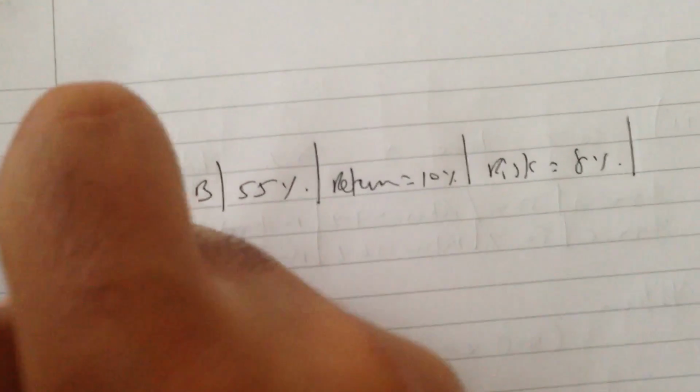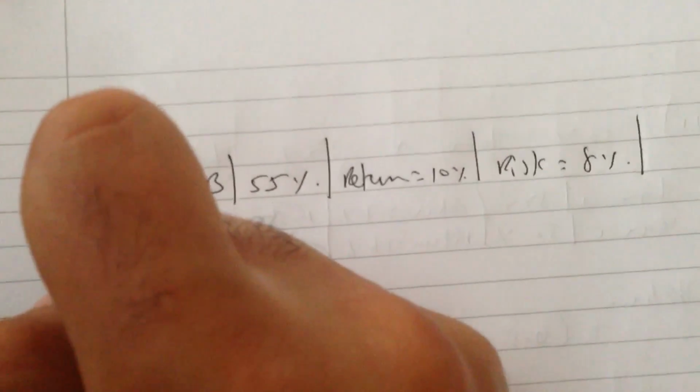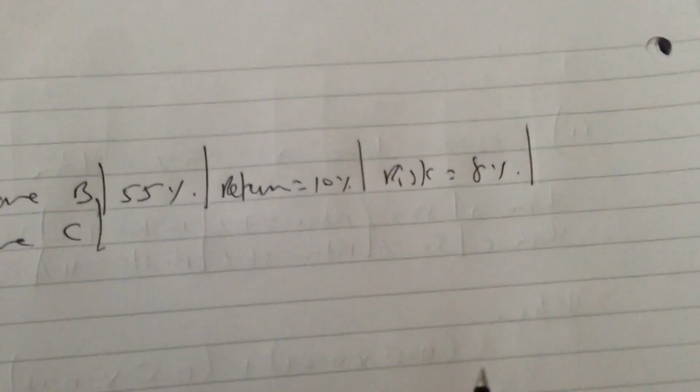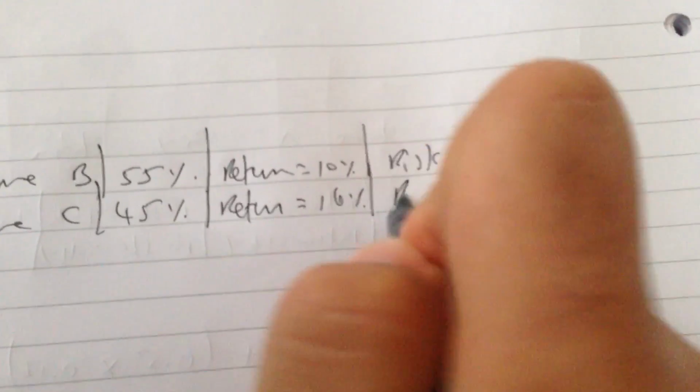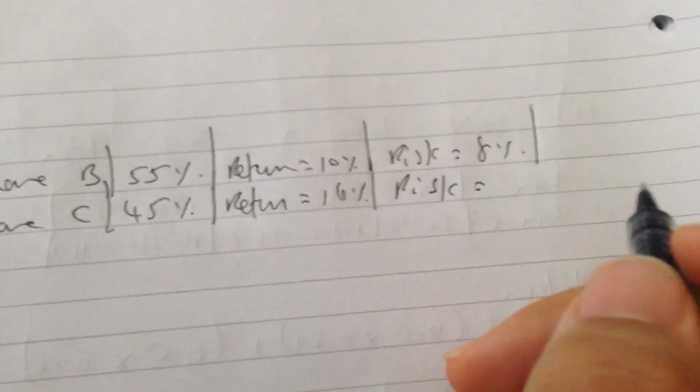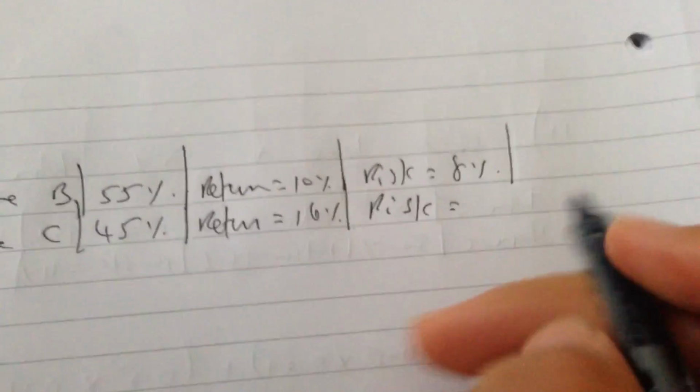and we're looking at share C as well. Share C, we've got 45% weight, the return is 16%, and our risk equals, for share C, 11%.